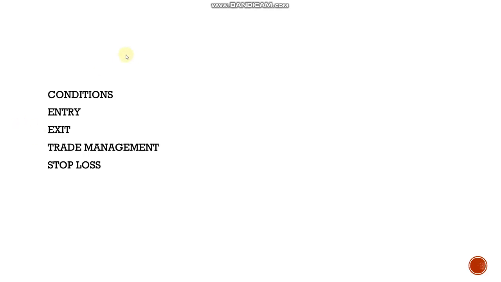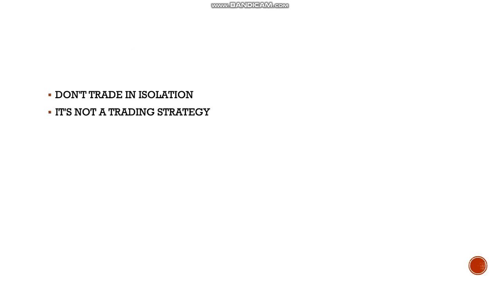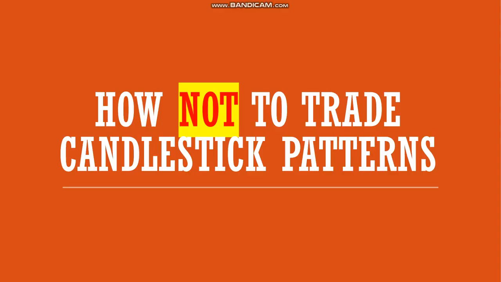Hopefully you'll have understood that we should not trade candlestick patterns in isolation. We should wait for the confirmation. So this is how not to trade candlestick patterns.